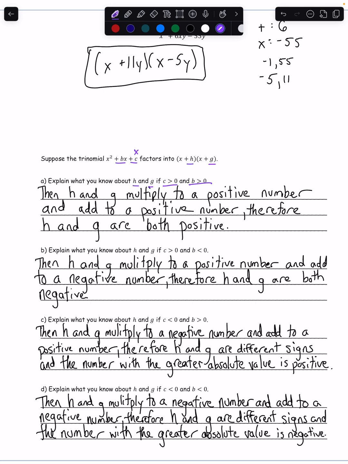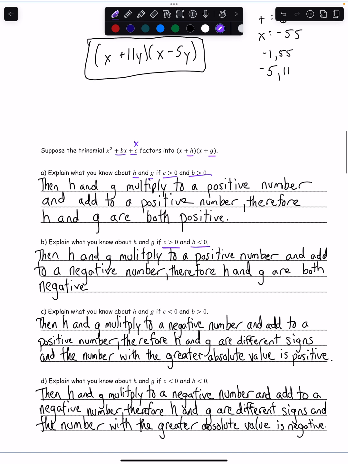And similar to B, if we're multiplying to a positive for C, that means they have to be the same sign, but they're adding to a negative. That means that they both have to be negative numbers. And that's what this is saying. It's going through those rules of factoring.